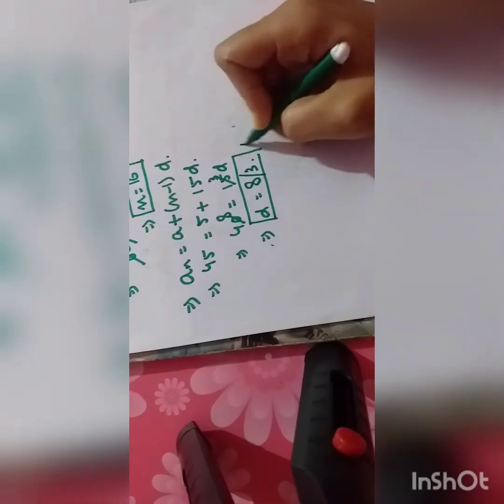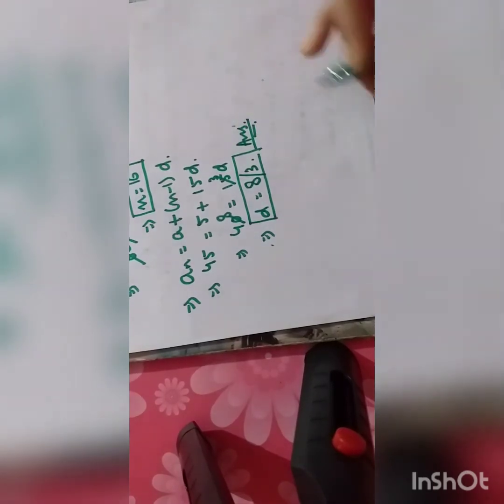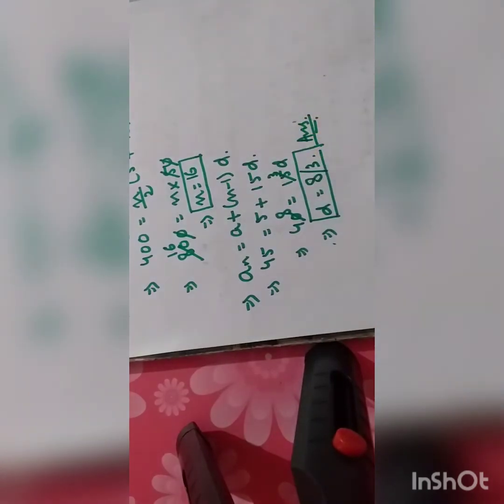So d value is 8 by 3. So my answer is n equals 16 and d equals 8 by 3.